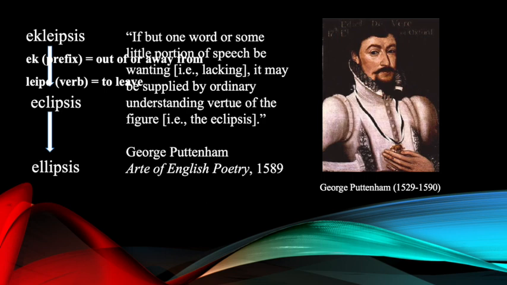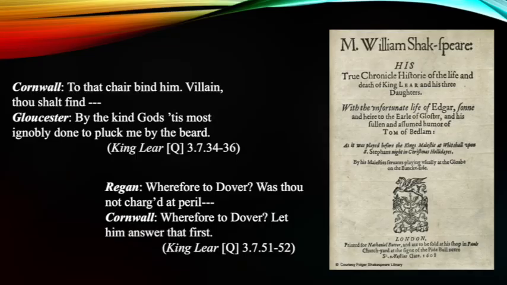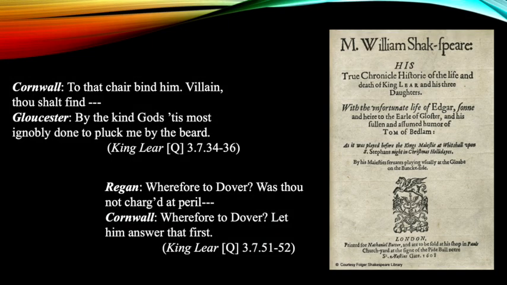Let me show you a couple of examples in King Lear. Maybe I'll just focus on the second one for our purposes. That should be enough. Where one character, Regan, is asking another character, Gloucester, "Wherefore to Dover? Wast thou not charged at peril?" And then we get the 3 little dashes, the eclipses. She's about to continue to ask a second question. Her husband interrupts her and says, "Wherefore to Dover? Let him answer that first." So her words are gone. They're eclipsed. They are taken away by someone else there.